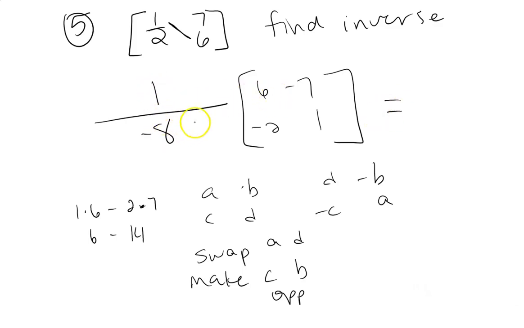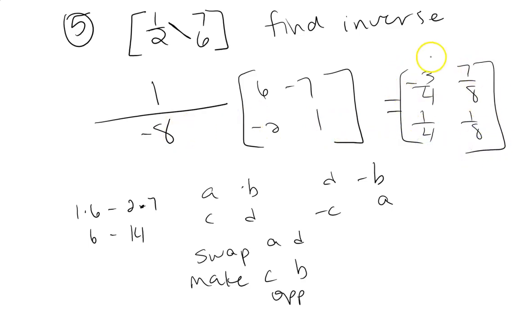So in this case, I'm multiplying times negative 1/8. So 6 times negative 1/8 is negative 3/4. Negative 7 times negative 1/8 is positive 7/8. Negative 2 times negative 1/8 is positive 1/4. And negative 1/8 times 1 is negative 1/8. Okay, so this is the inverse of this.